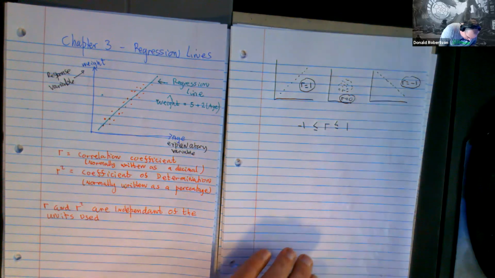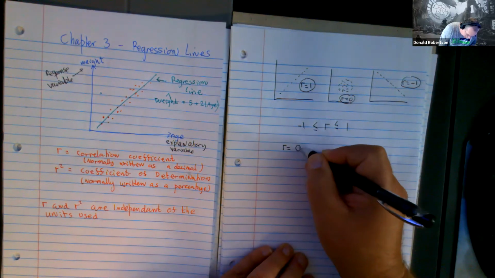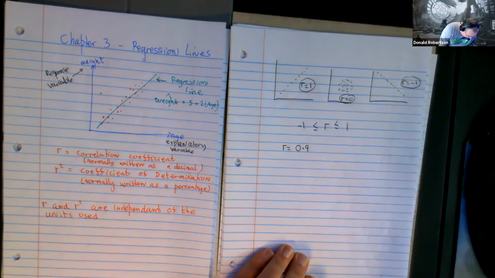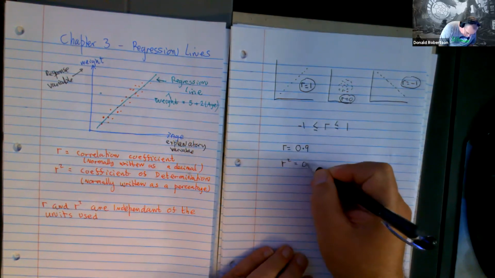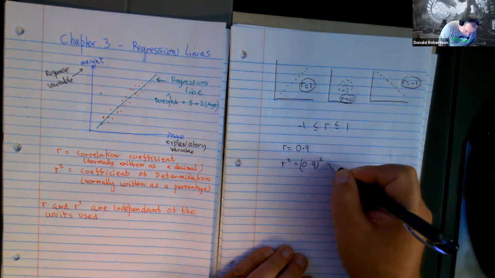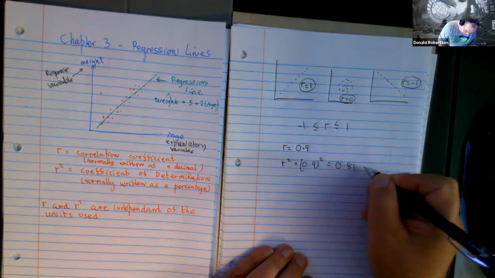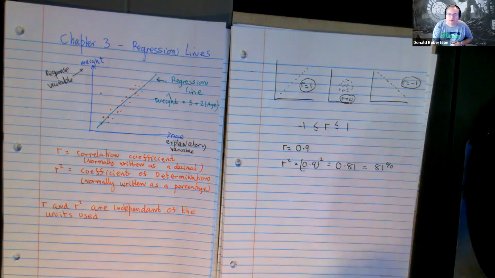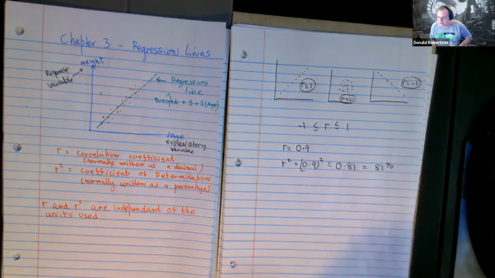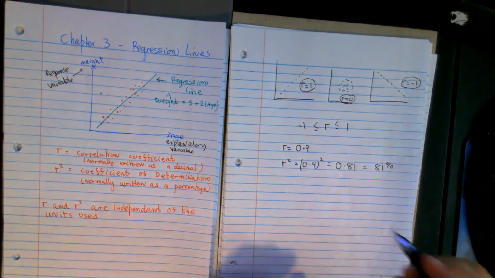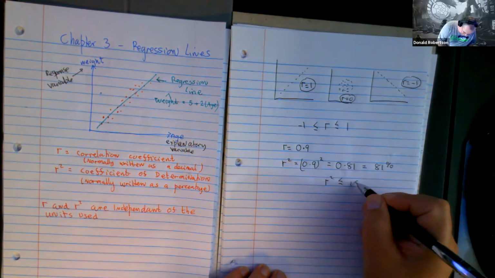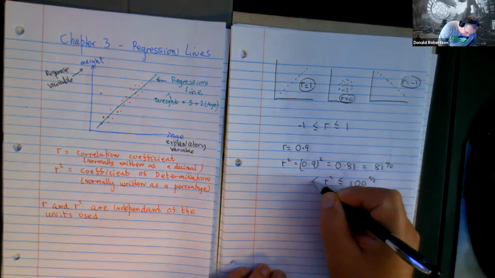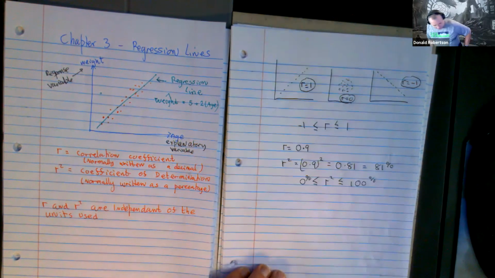So suppose I had a correlation coefficient of 0.9. Then R squared would be 0.9 times itself, which is 0.81, and we would typically call it 81%. R squared is also a measurement of how close the data is to being a perfect straight line. 81% is pretty high. R squared, if you write it as a percentage, always takes values between 0 and 100%.